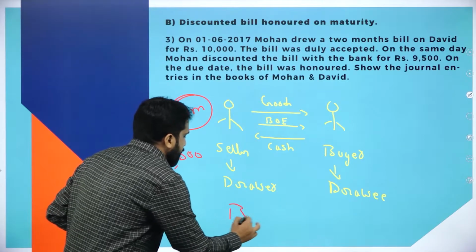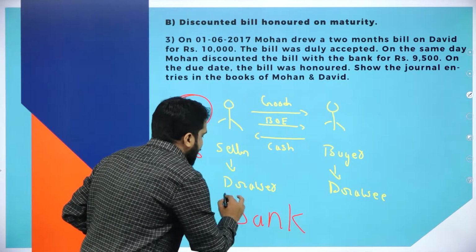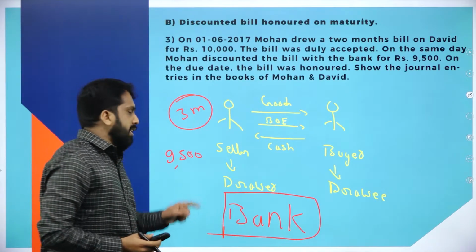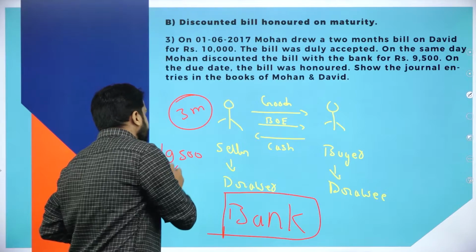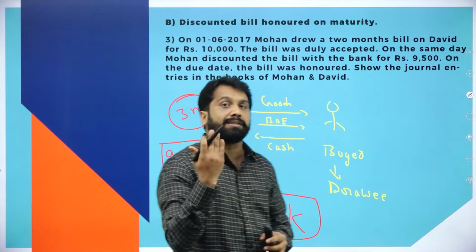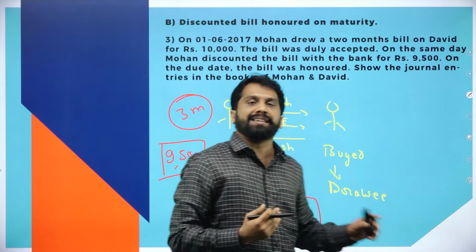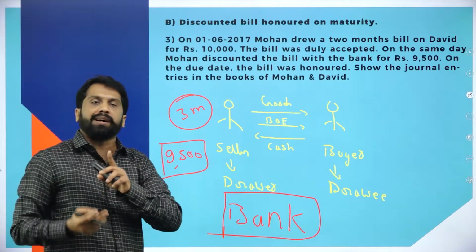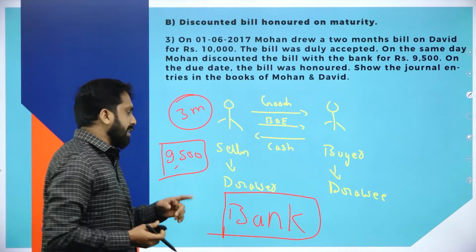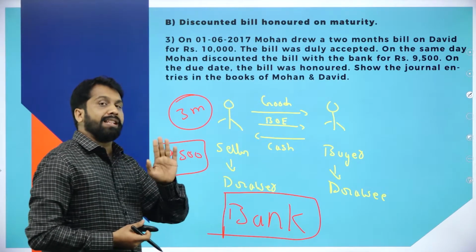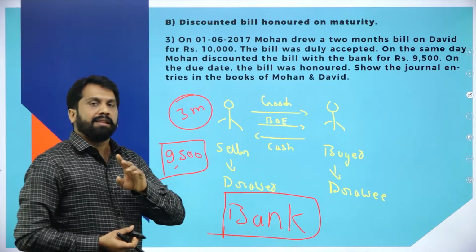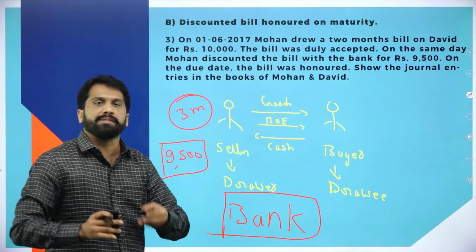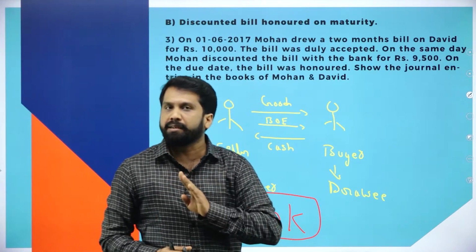So he is a third person called bank. Now, what will the bank do? Bank will pay me 9,500 by keeping that document. Clear? Bank is the third person because I cannot ask you till April. So I need money now, which means I can go to the bank. I'll pledge the document, I'll keep the document in the bank itself. I'll take 9,500 from the bank. Now the chapter is closed. I collected my money. Clear?